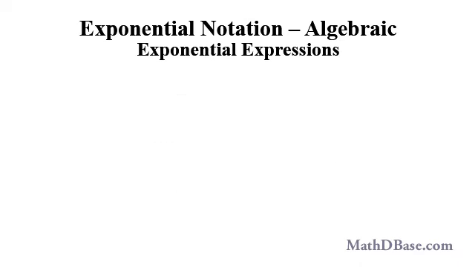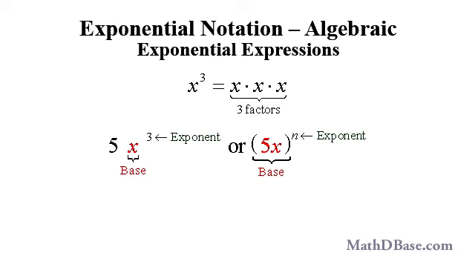In algebra, which is a generalization of arithmetic, letters called variables or unknowns are used to represent different numbers in different situations. In the expression x with a 3 as its exponent, called x cubed or x to the third power, x is again called the base, and the 3 is the exponent or the power of x. The 3 indicates that x, or the number that x represents, should be multiplied by itself 3 times. Any expression that has a number, a variable, or a combination of a number and variable raised to some power is called an exponential expression.